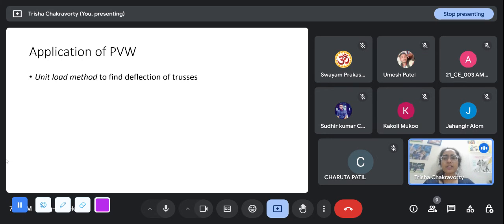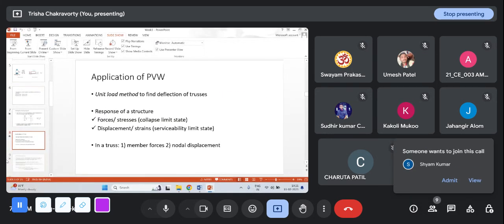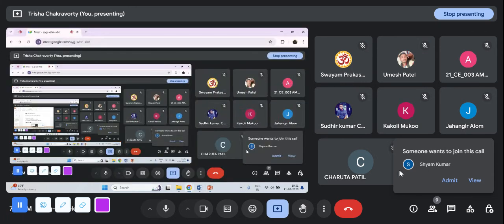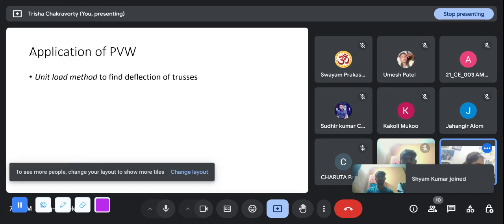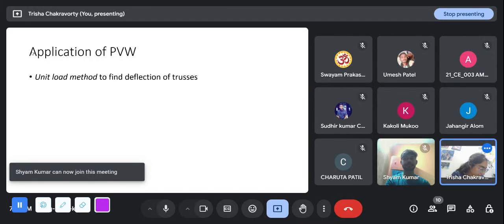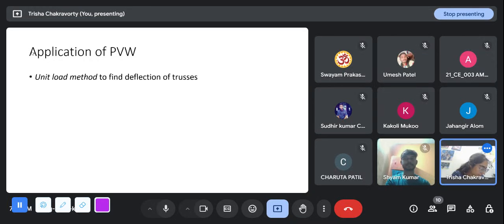Application of principle of virtual work: the unit load method to find deflection of stresses. This is one of the applications.